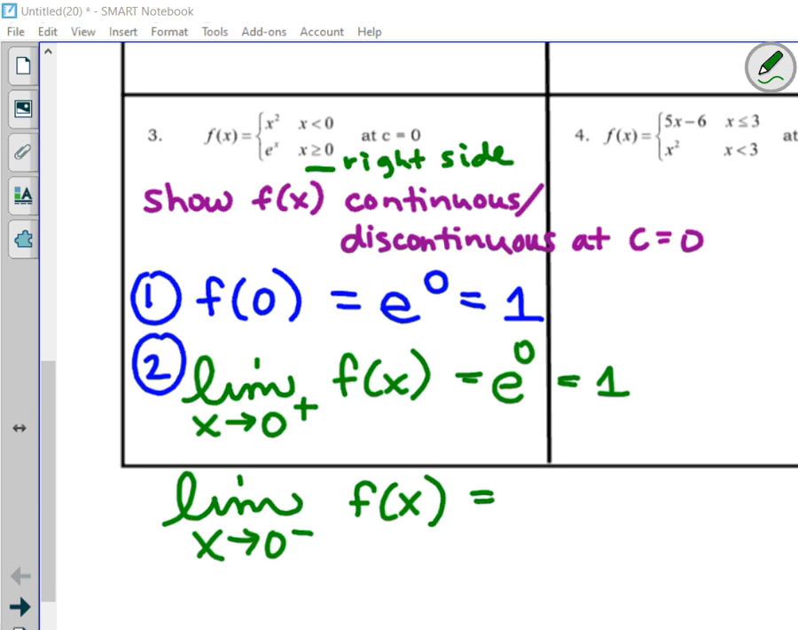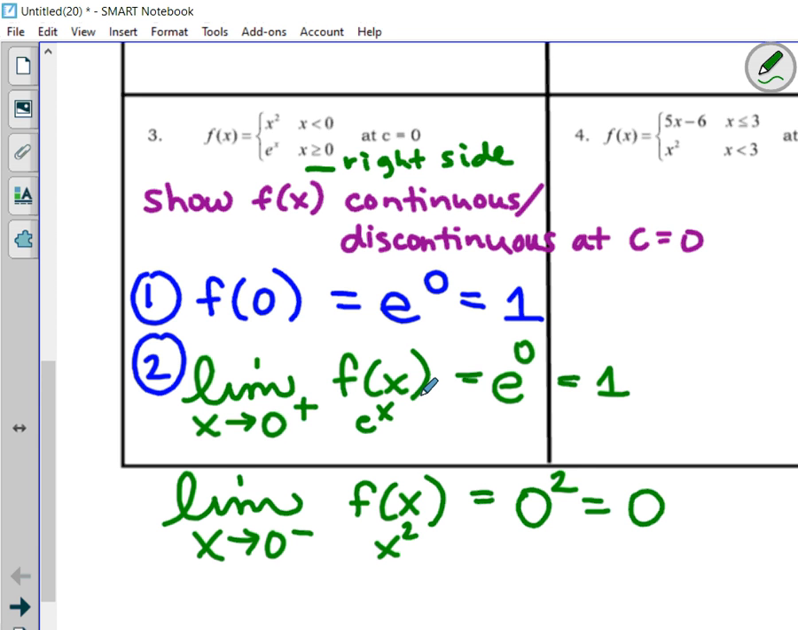The left side limit is squaring the function. This is e to the x. This is x squared. Okay.